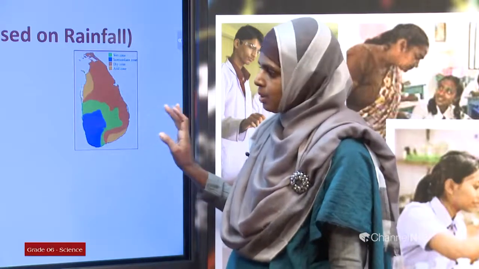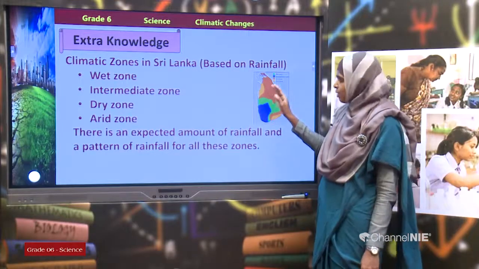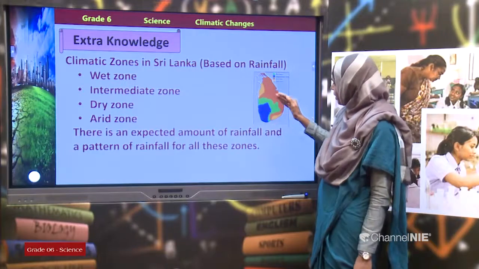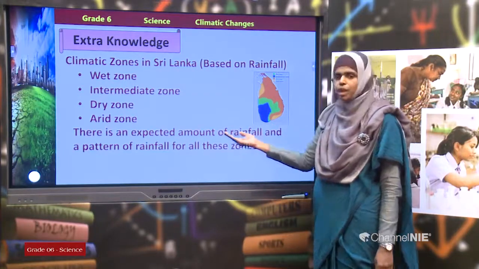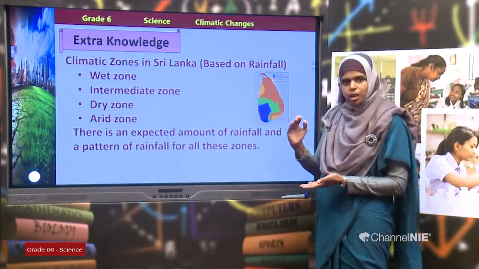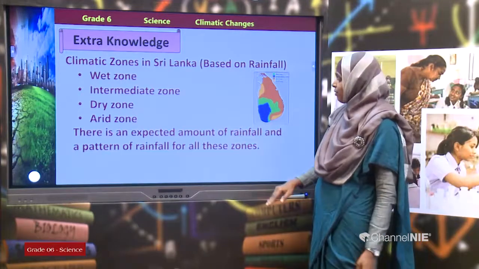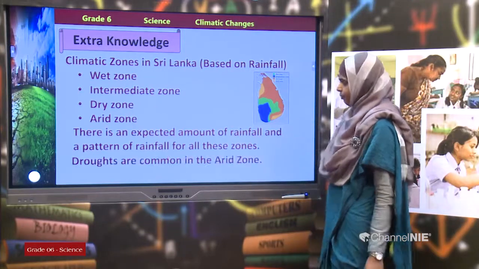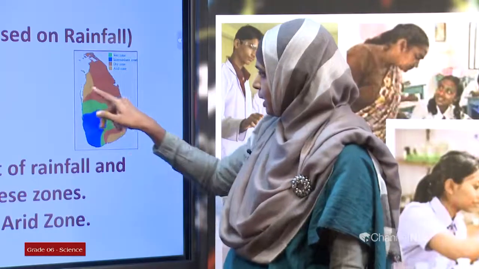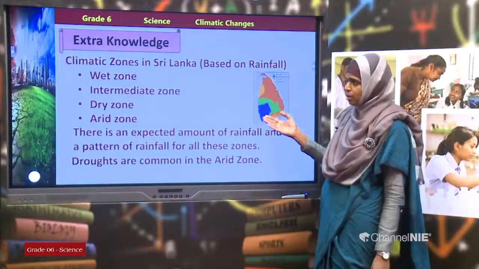In these areas, different expected rainfall values are given. As I said, from area to area, the expected rainfall values differ, right. So in the 4 different zones, expected rainfall values are given. If the actual rainfall is less than 75% of the expected rainfall, that is defined as drought. Droughts are common in the arid zone. As I mentioned, in these light orange color regions, droughts are very common in Sri Lanka. This is extra knowledge, children. You need not memorize this.